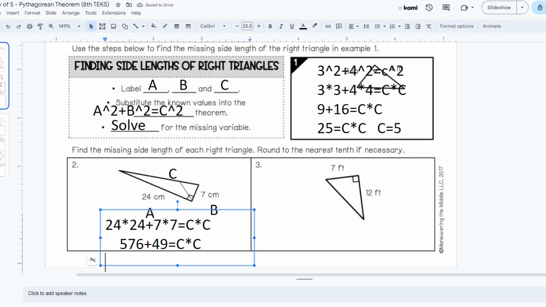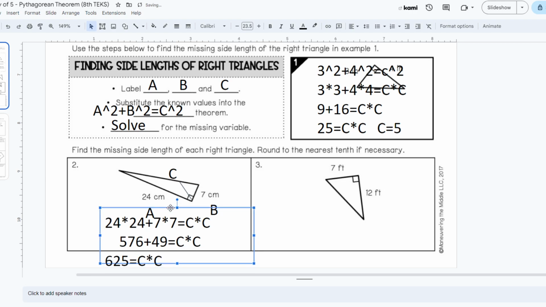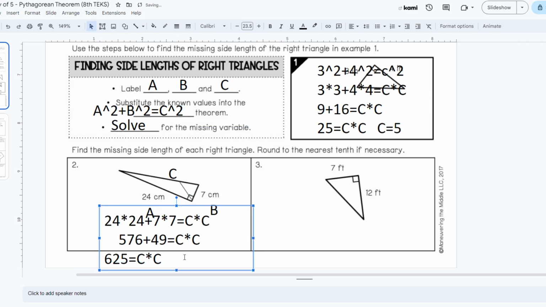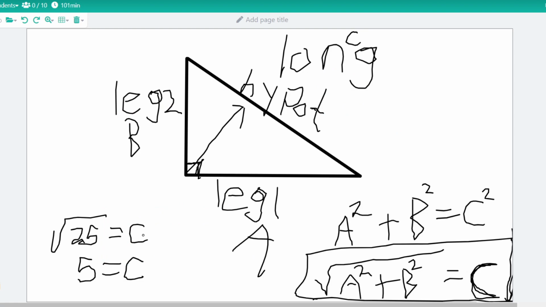So 576 plus 49. Put that in. And you get 625. Equals, remember, that doesn't equal C. It equals C times C, or C squared. So then, to figure out what your C is, all you have to do is take the square root. So we say, okay, the square root of 625, put it in our calculator, and that comes out to be 25.